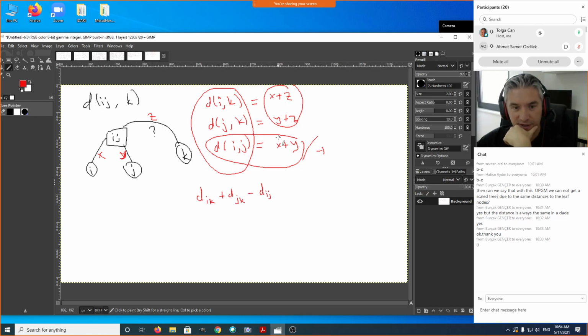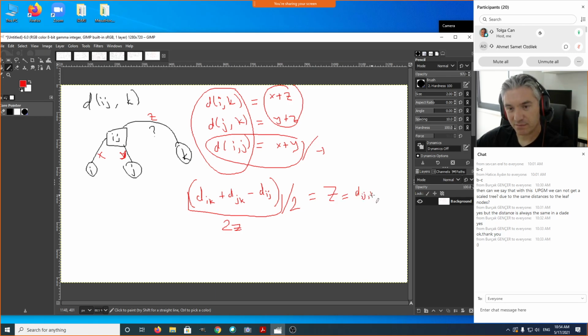x plus z plus y plus z minus x minus y. So these x's and y's cancel out. So this here is basically 2z, right? If I divide this by 2, what will I get? I will get z, which is the distance between ij and k.